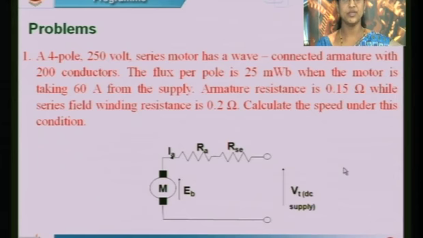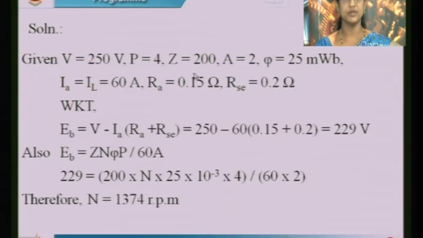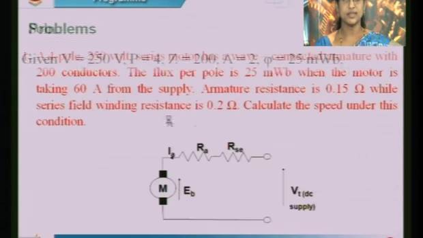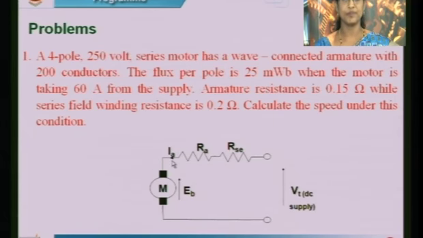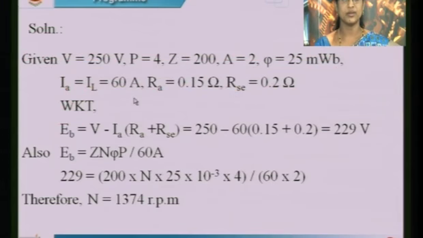So now use this relationship. Collect the data given: V is equal to 250 volt, P is equal to 4, Z is equal to 200. Since it is wave connected, A, the number of parallel paths, is equal to 2. Then phi is equal to 25 milliweber, that is 25 into 10 to the power minus 3 Weber. Since this is a series motor, the series field winding is connected in series with the armature. So RA and RSC are both in series, and IL is equal to ISC is equal to IA, because it is connected in series. So IA is equal to IL is equal to ISC, that is 60 amps.